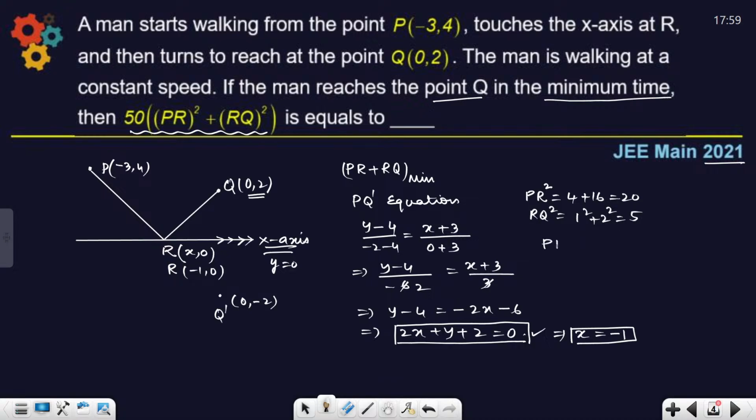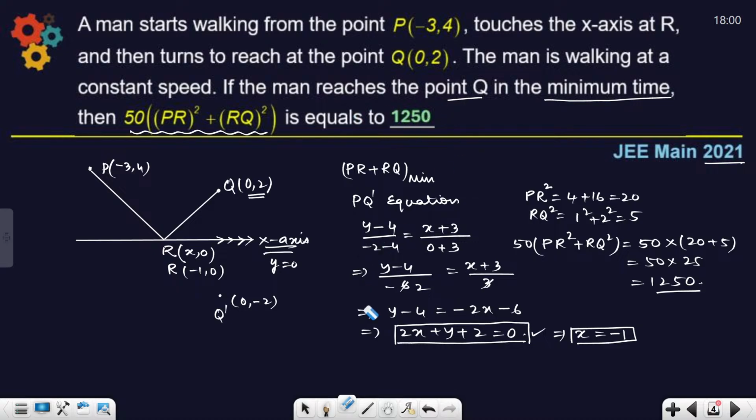Therefore, PR square plus RQ square, 50 times of that, we need this value. So it's coming like 50 into 25. That gives us 1250. Is it clear? So let me reveal the answer. Your answer is 1250.